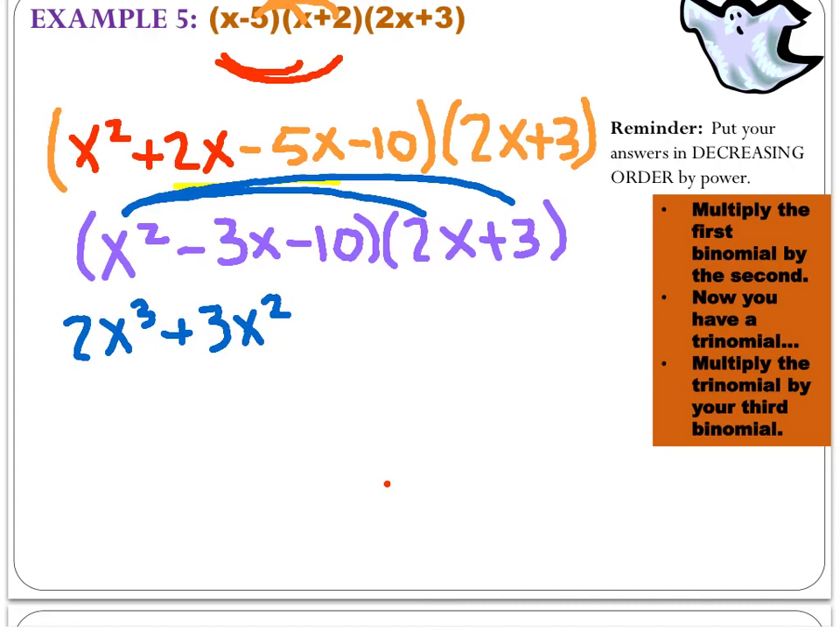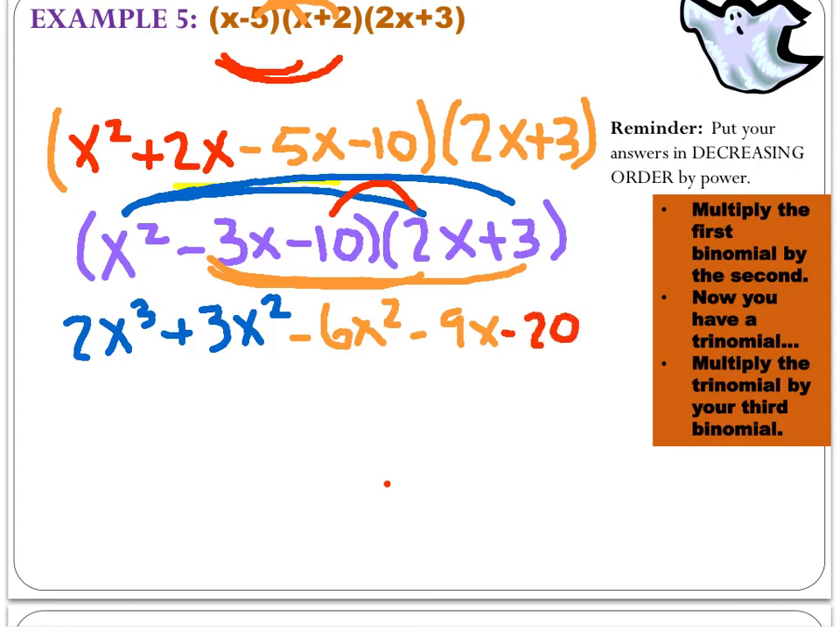Now I'm going to do the next term, negative 3x times 2x, negative 6x squared. Negative 3x times 3, negative 9x. Now I'm going to do the next term. So negative 10 times 2x, negative 20x. Negative 10 times 3, which gives me negative 30. Alrighty, so now I need to combine like terms and then I'm done.